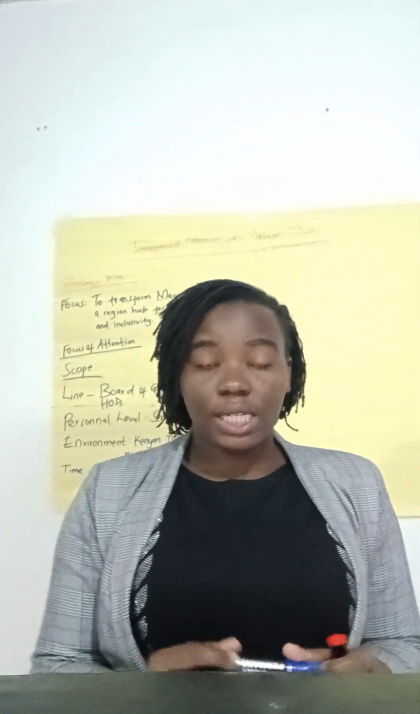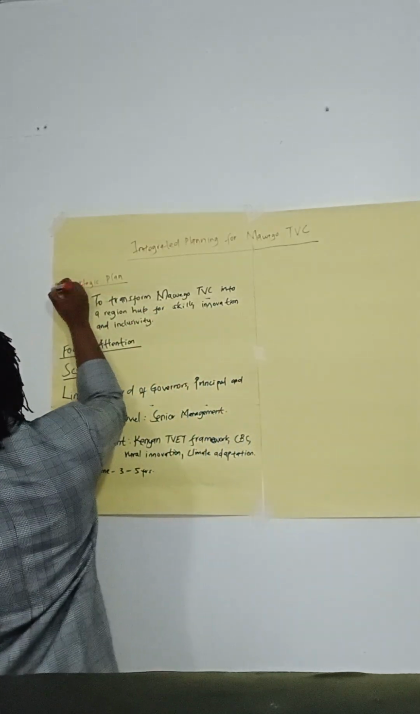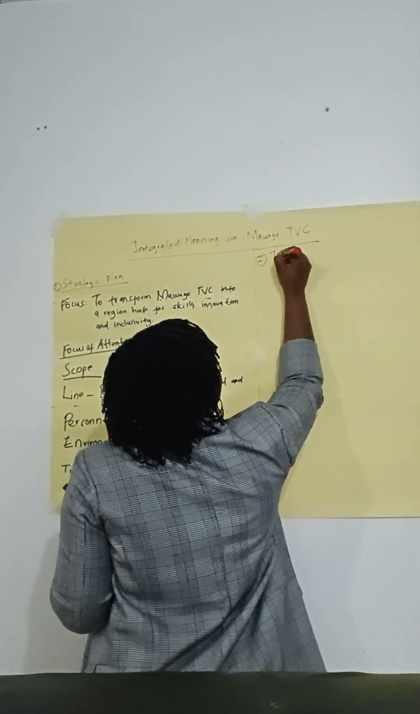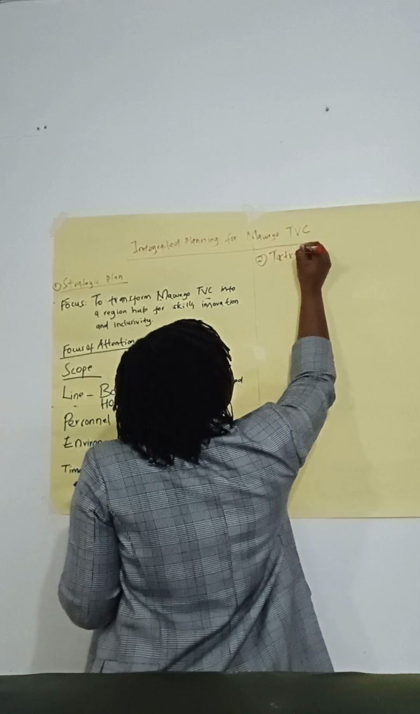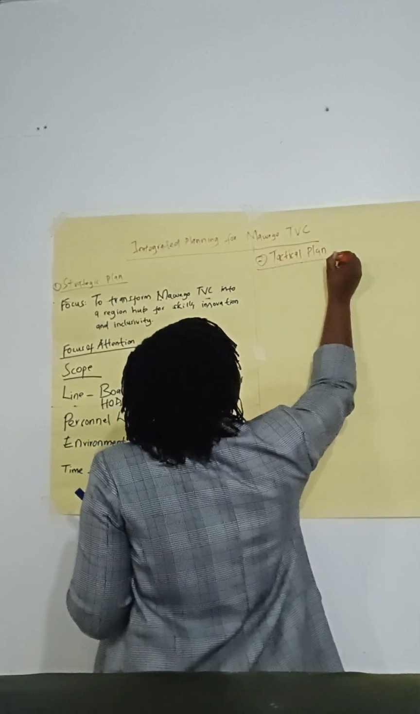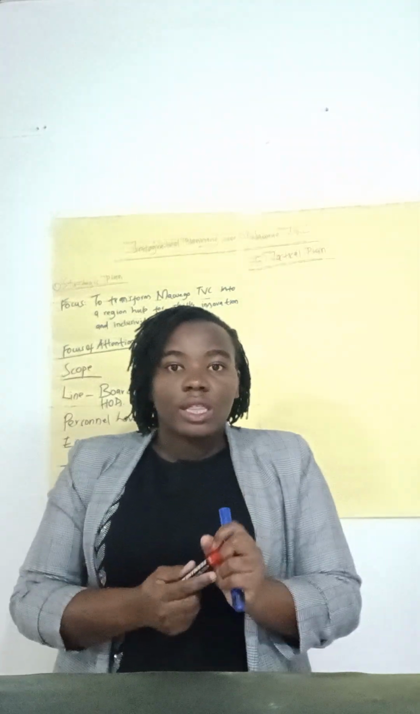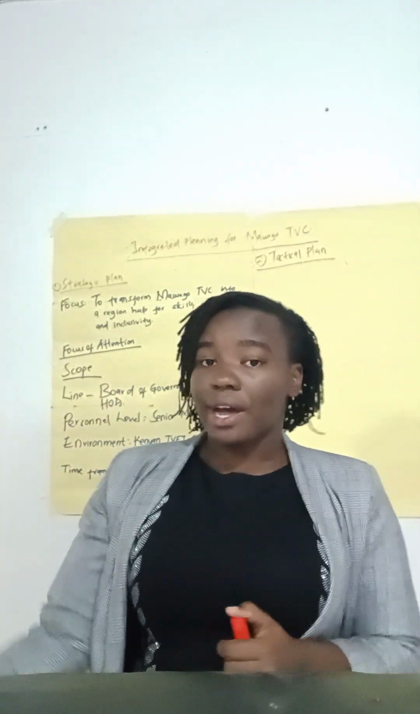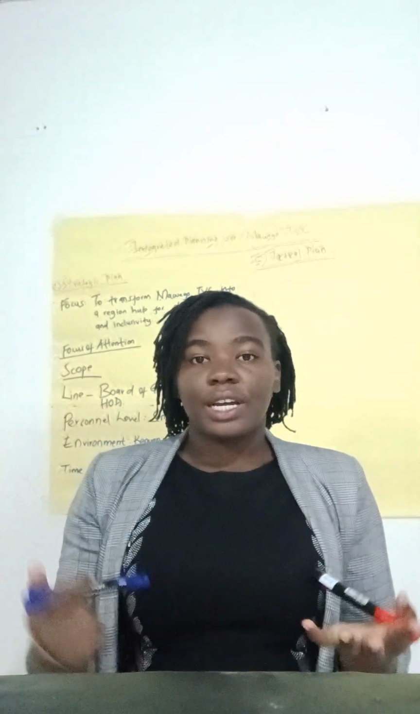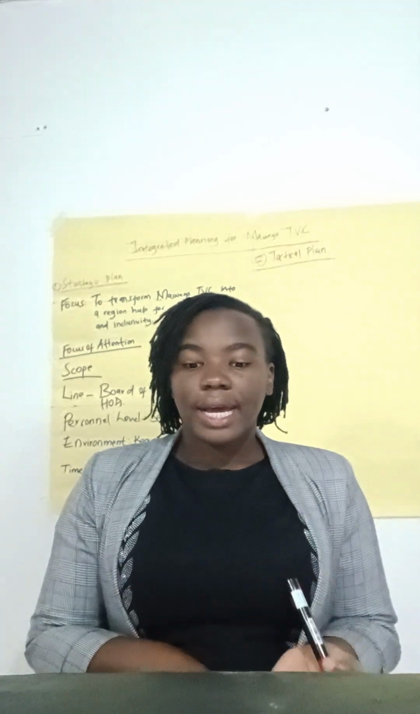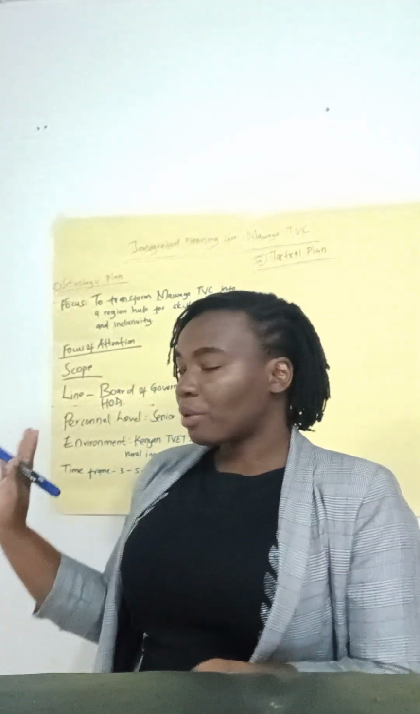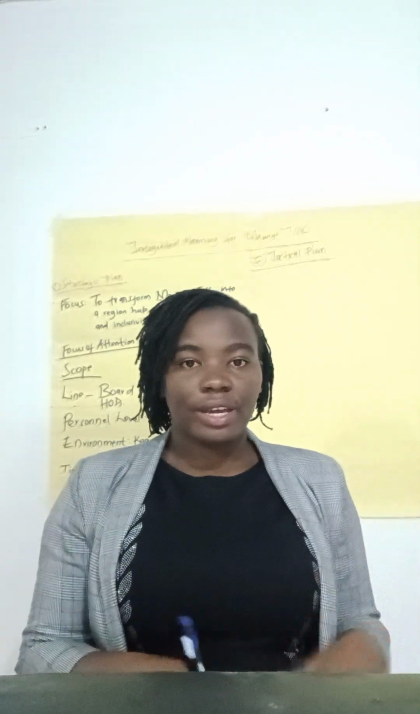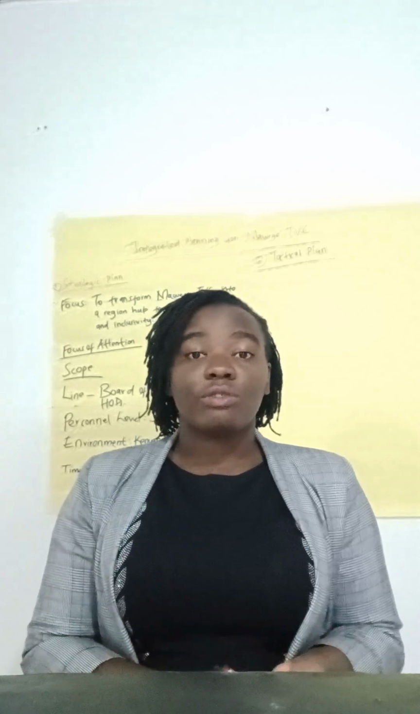So next, we're going to look at the tactical plan. The strategic plan was the first one, so the second one is the tactical plan. In this tactical plan, the focus is on operationalizing the strategic goals that we have from the strategic plan, which are infrastructure, training, and partnership. We have the same components that we had in the strategic plan, and they include the focus of attention, the scope, the line, the personnel level, and the environment.